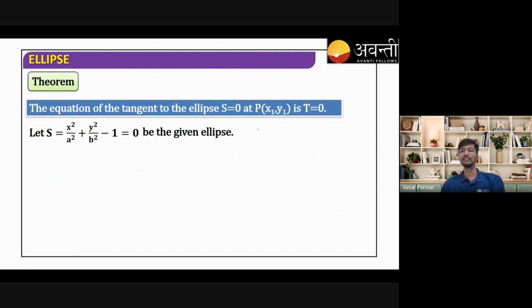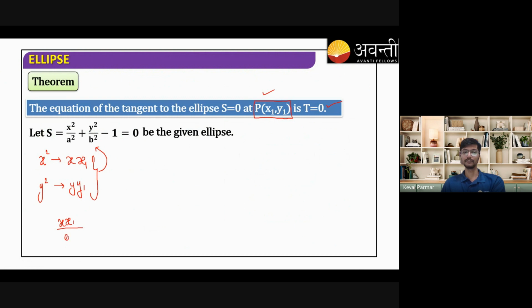which is the equation of tangent to the ellipse. We know that tangent at point P x1 comma y1 is T equals to 0. What does T equals to 0 mean, guys? T equals to 0 means replace x square with x x1. What is x1, y1? x1, y1 is a point. And replace y square with y y1.